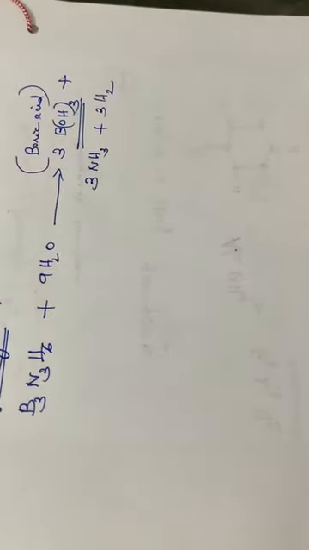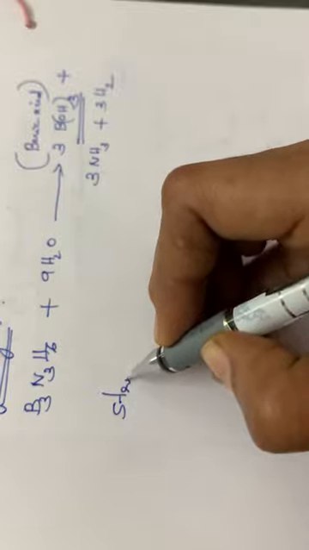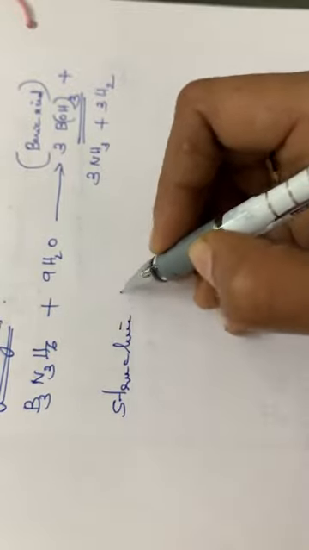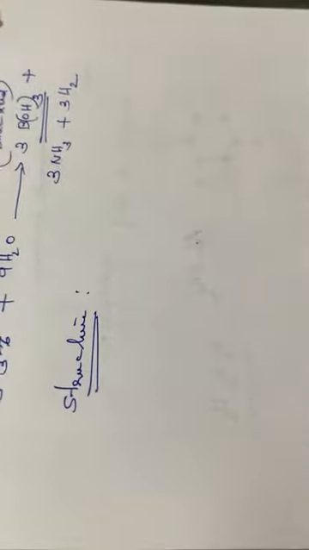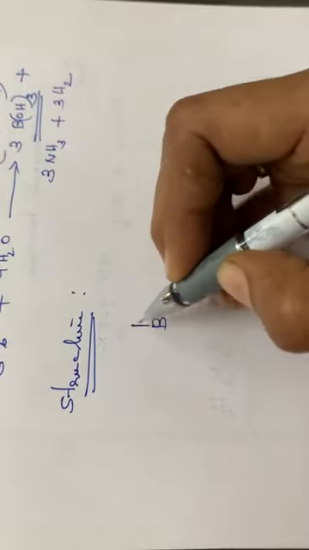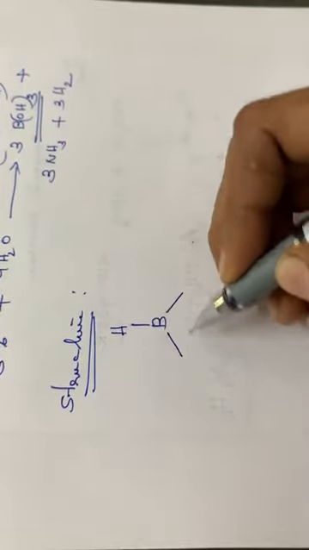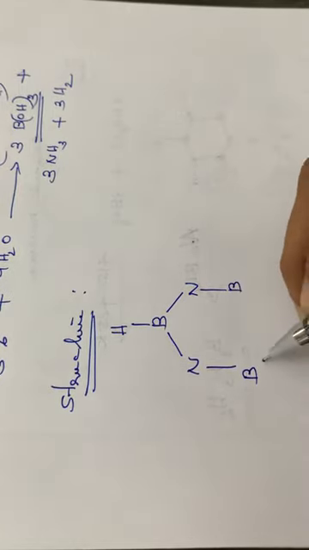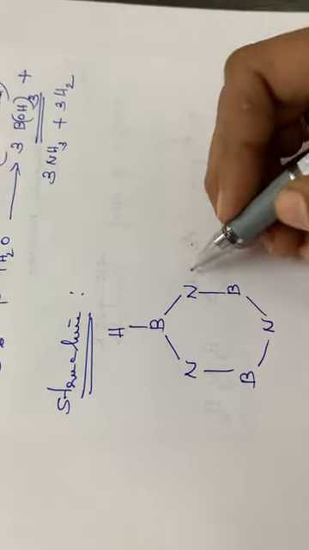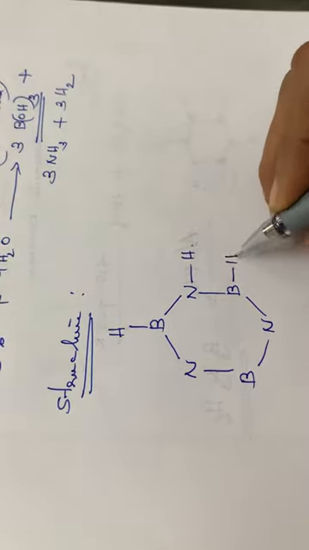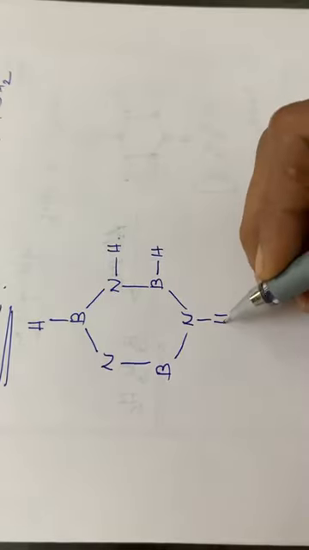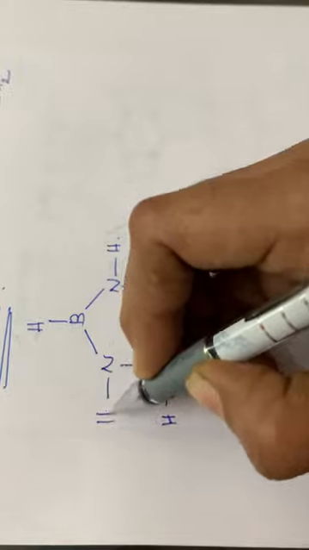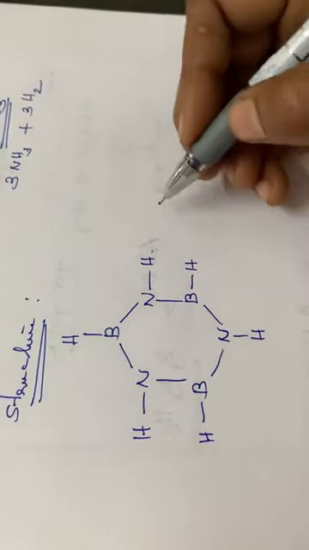Then the next one, we can go through the structure of this boracene. So here the first structure I am writing it like this: BH, then again nitrogen, nitrogen, then again boron, boron, then again nitrogen. Then here NH, then BH, then NH, then BH, then NH. So this is one structure of boracene.